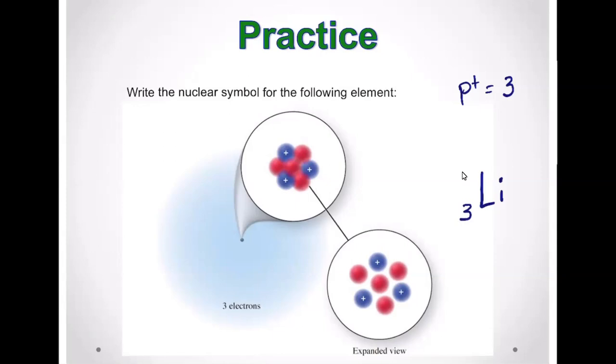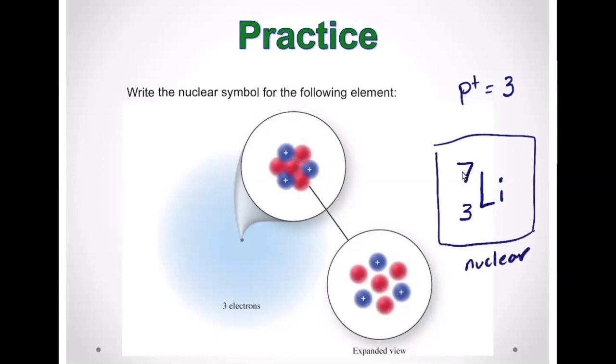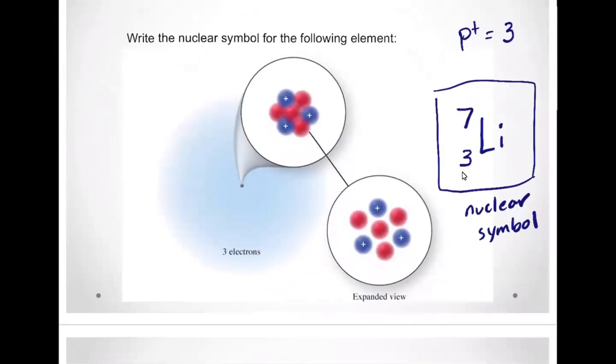And oh, here it's actually expanded for us. We have 1, 2, 3, 4 neutrons. So for our mass number, we would have 3 protons plus 4 neutrons. So it's lithium 7. And this would be the nuclear symbol that you would write. It's also written as lithium-7.